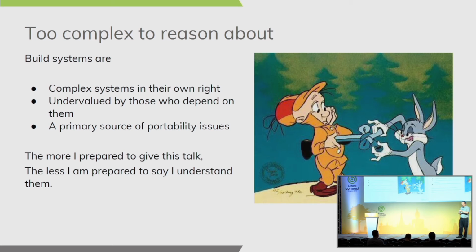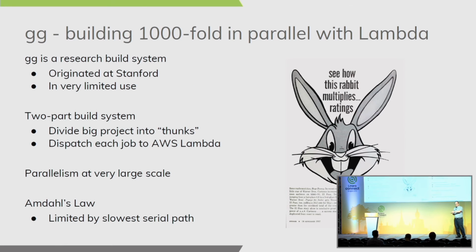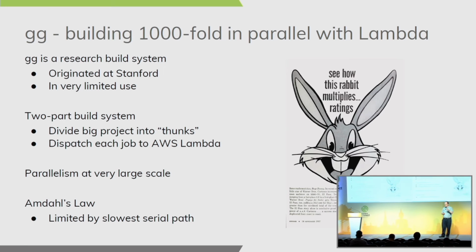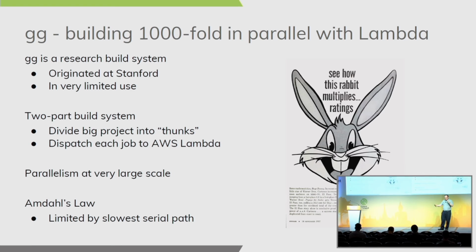And I have to say, the more I learned about these various build systems, which are complex in their own right, the less confident I was that I could actually say something about them that was reasonable. So here's an example. There's not a lot of information about GG. It's a research build system, originated at Stanford, very much a research project, right? A lab doing things.